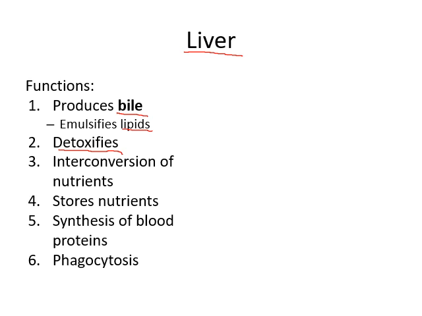It also functions in interconversion of nutrients, moving between different materials, making them into glucose and so forth. It is also involved in storing nutrients, synthesis of blood, and phagocytosis. But for our purposes, the main function we're looking at for the digestive system is that it creates bile. That bile helps emulsify the lipids, so we can successfully digest the lipids and absorb them.